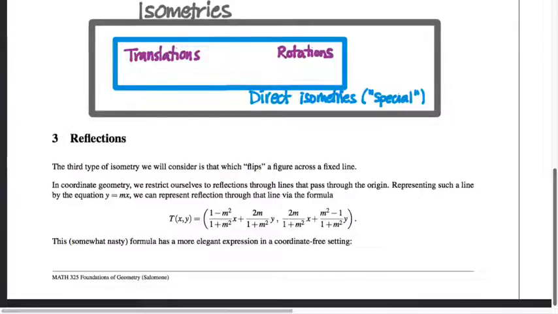But then there's one more type of isometry that is not part of that category. Those are going to be the ones that we talk about right now, reflections. So if we think about what translations and rotations do, let's suppose that I start with a figure that looks like, I don't know, let's take the Superman symbol, which I'm not going to do justice to here, but, you know, it looks something like that, whatever.